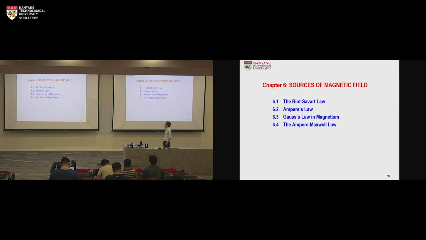Okay, so this is about the magnetic field and magnetic force. And the next topic we are going to discuss is where this magnetic field B comes from. This is the so-called source of magnetic field.